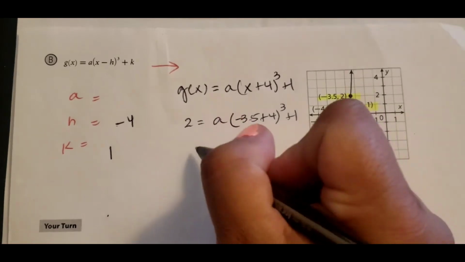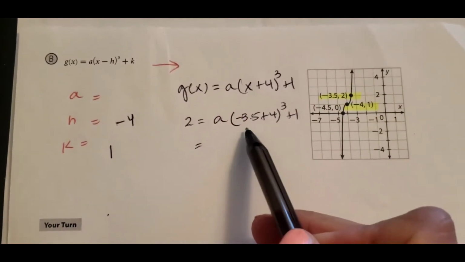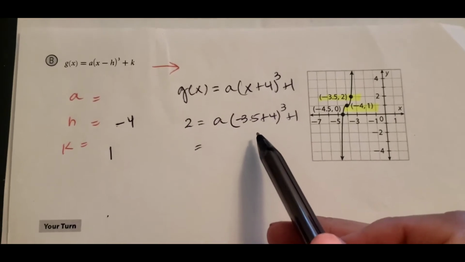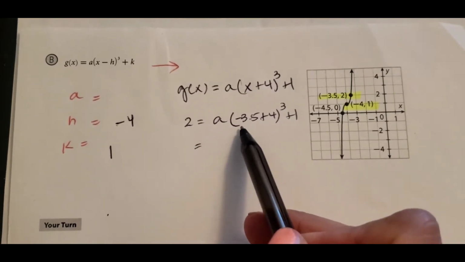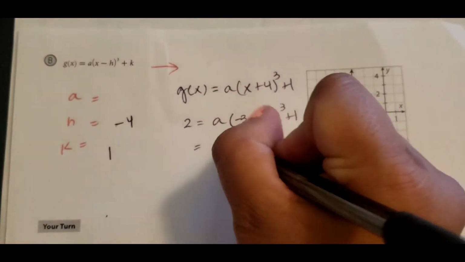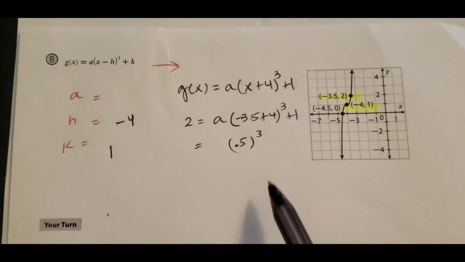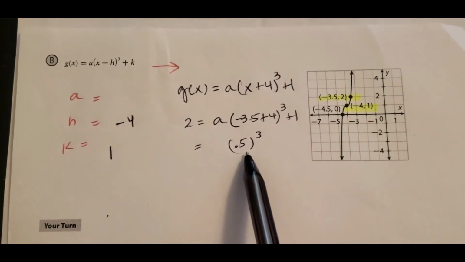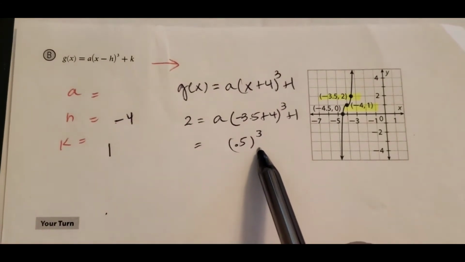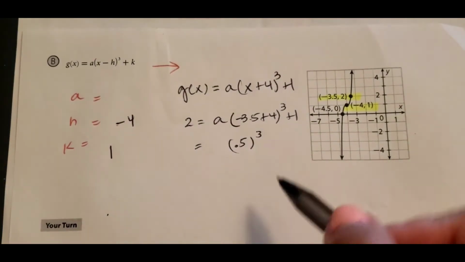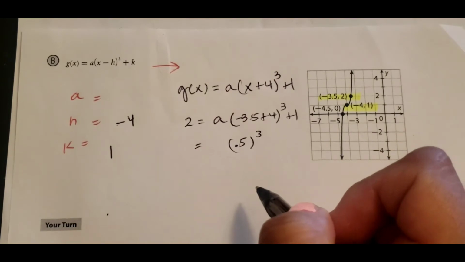Okay, here we go. If you don't know how to add or subtract decimals, then I suggest maybe you use a calculator, okay? But negative 3.5 plus 4, that'll just give me 0.5 cubed. 0.5 cubed is the same as 1/2 cubed. And if I cube 1/2, that's the same as saying 1/2 times 1/2 times 1/2, which is the same as 1/8.